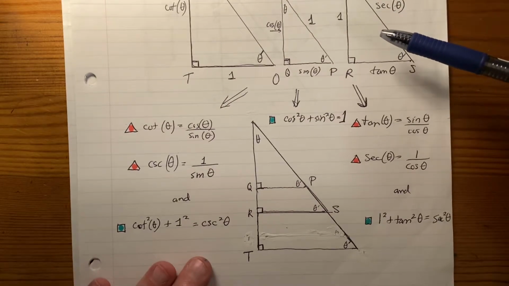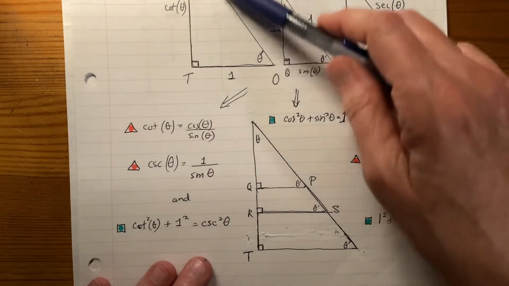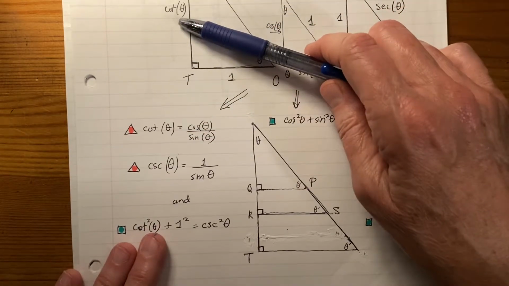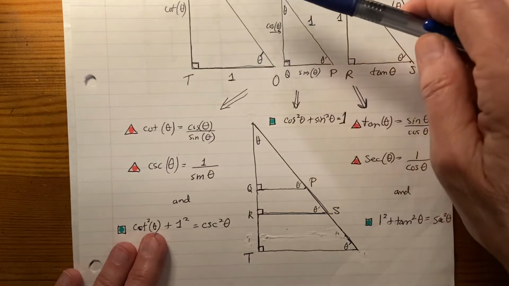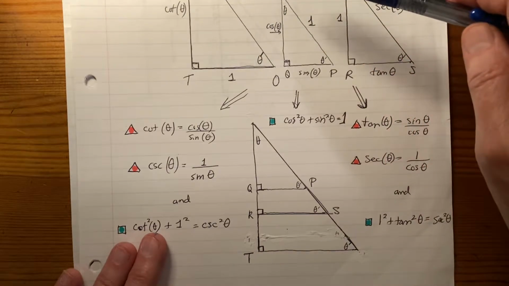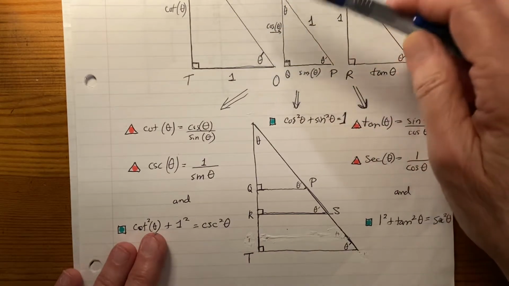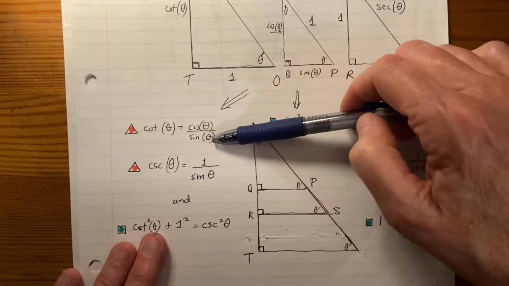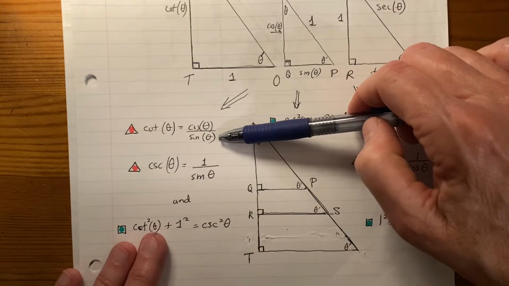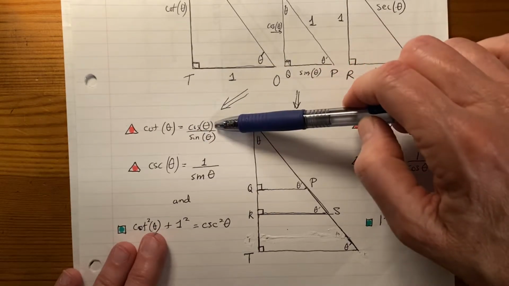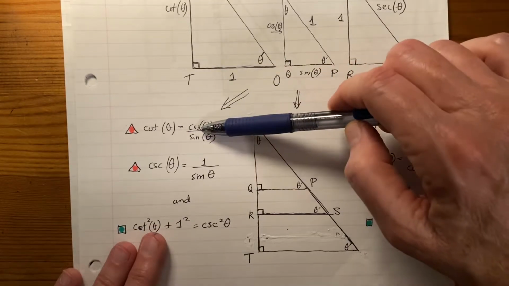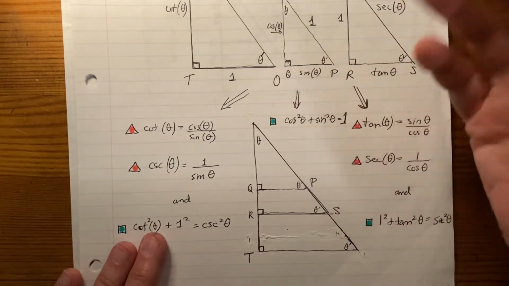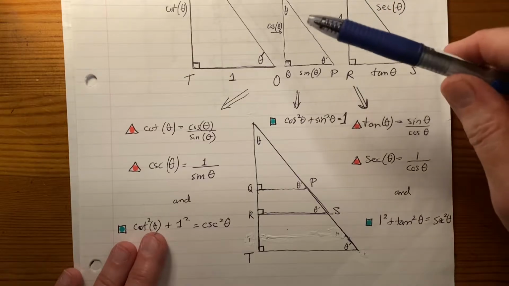Let's see, what else do we have? Over here with OUT, notice that the cotangent of theta is to 1 as the cosine of theta is to the sine of theta. Your book refers to this as a trig identity. We call it a definition, and extend this as the definition even for theta outside of quadrant 1.